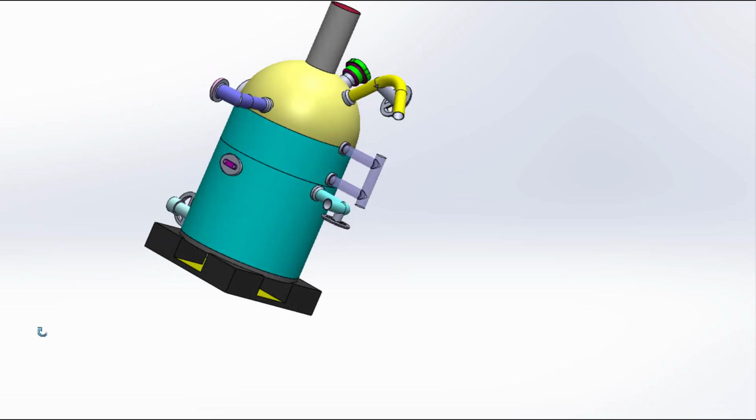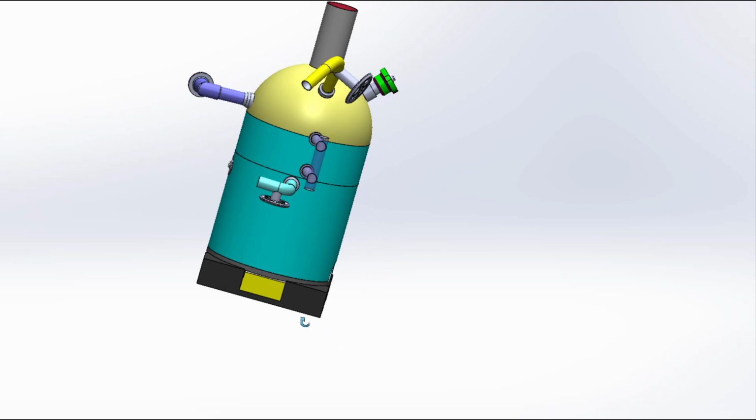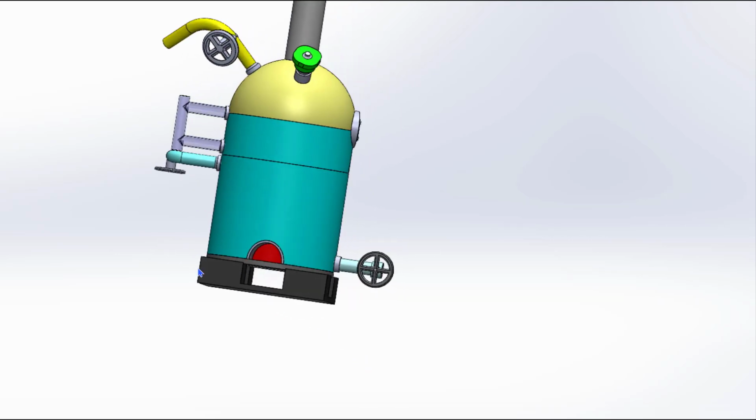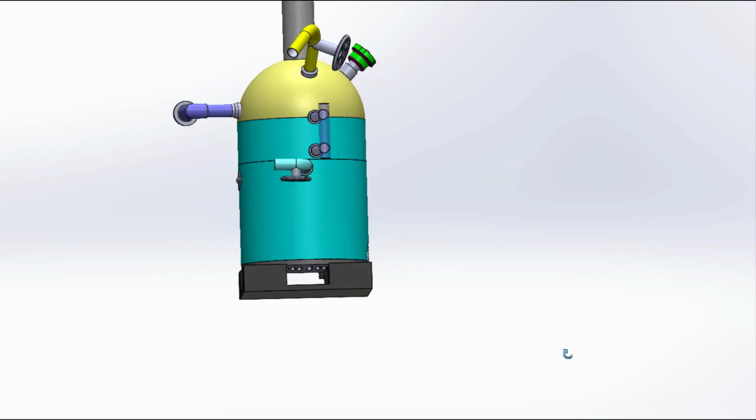There is one hand hole. That means this hole is big enough to enter one hand, and with the help of the hand the cross tubes can be cleaned or inspected if required. This is also done during the shutdown period of the boiler, not when the boiler is running. That is not possible.